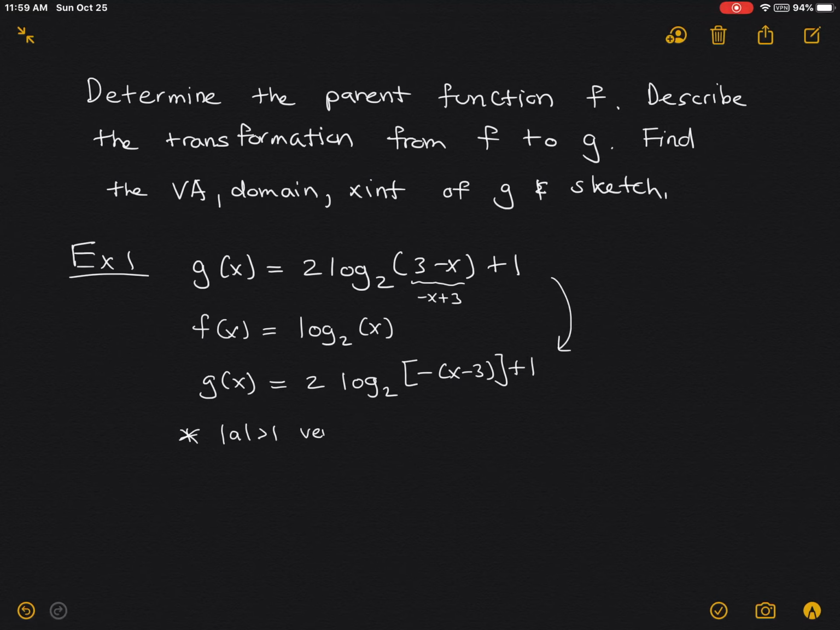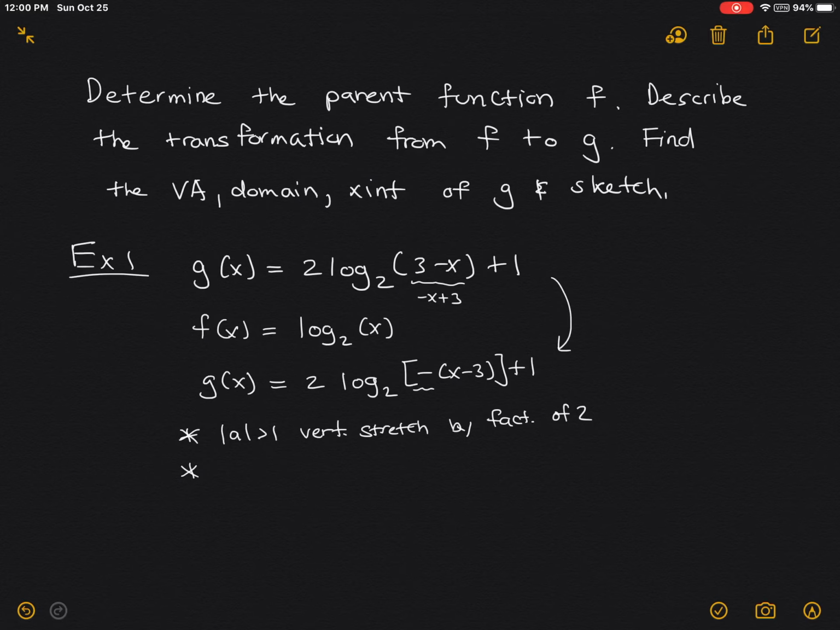So going from left to right, this number right here, the absolute value of a is greater than 1. You know it's a vertical stretch by a factor of 2. This guy right here is your negative in front of the x inside the argument. This tells you it's a reflection over the y.